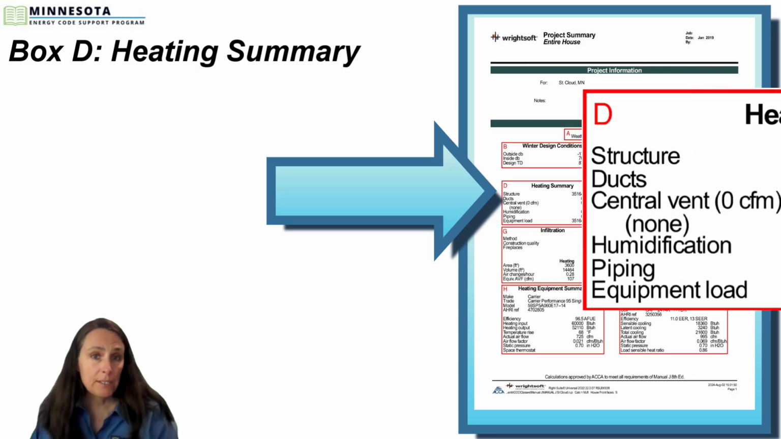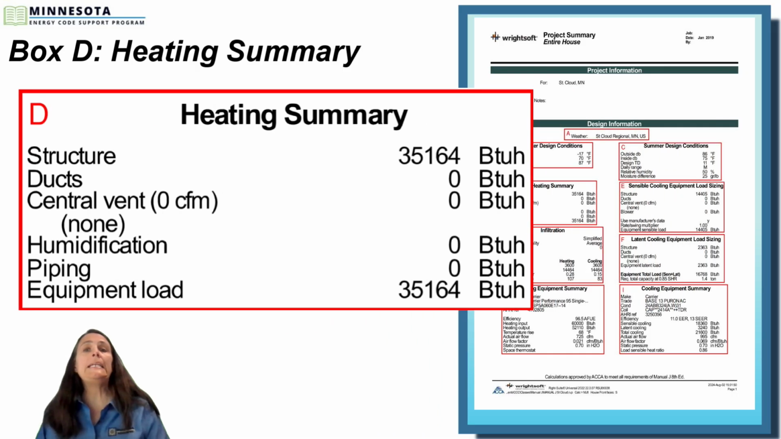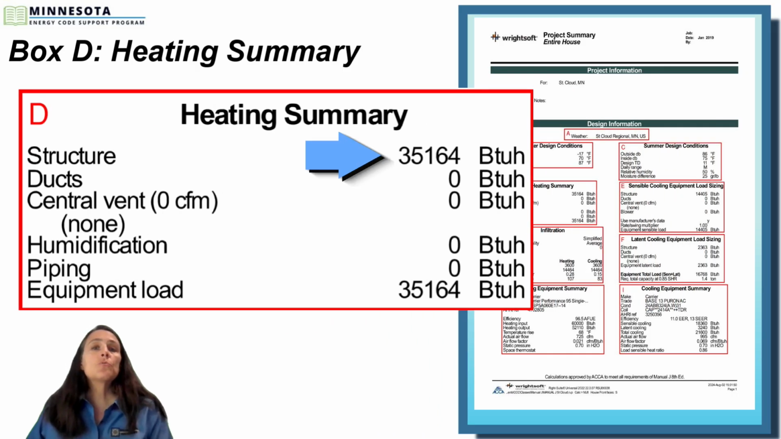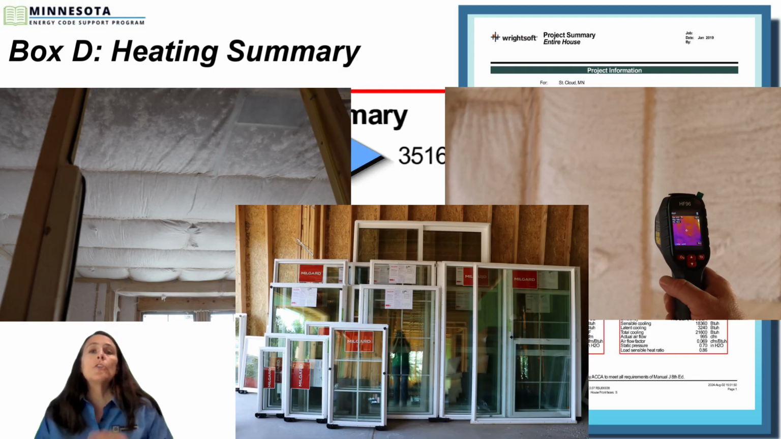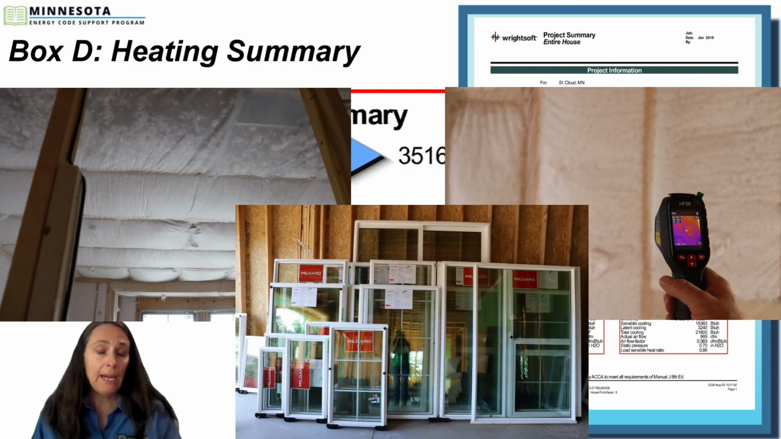Let's take a look at box D. Now, box D is our heating summary. The first row is demonstrating the structure heat loss, and this is heat loss from the thermal envelope, such as heat loss from your ceiling, your walls, your windows. This is where your thermal envelope is going to have an impact.